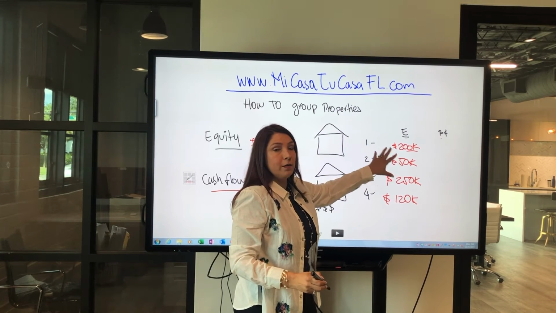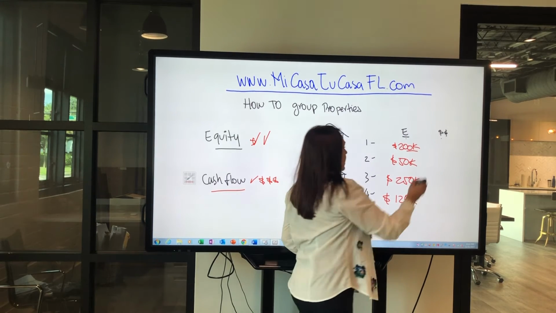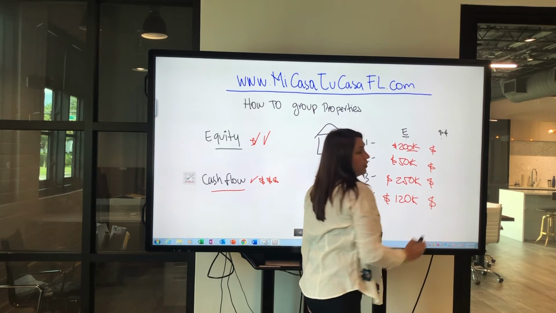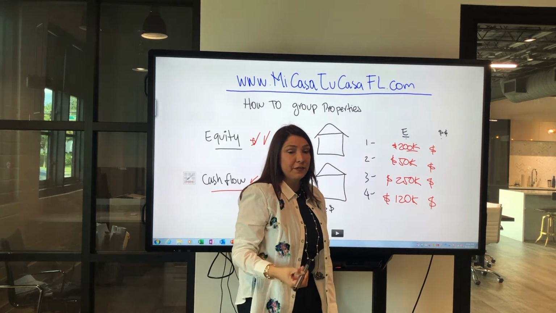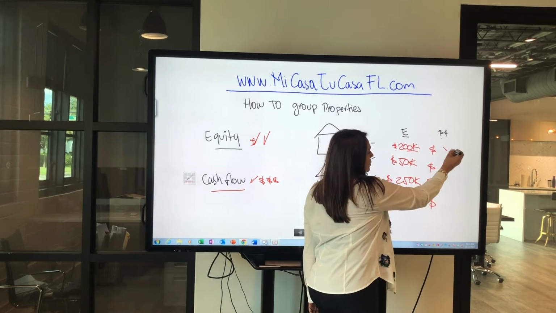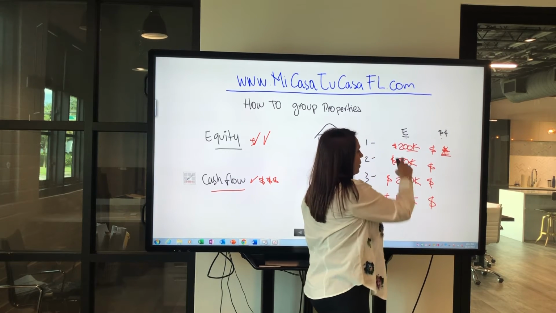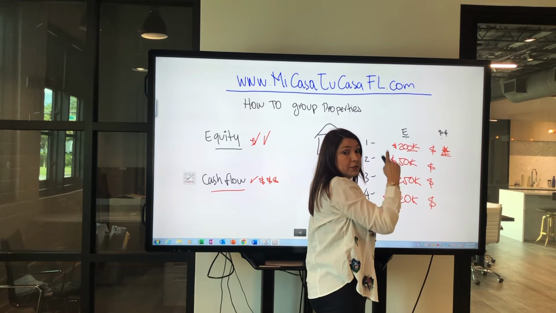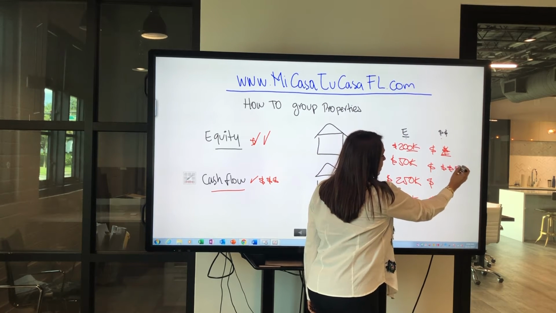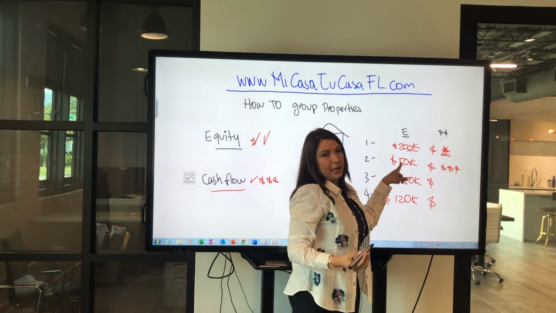Now let's talk about how much cash flow you're getting from each property. Remember, cash flow is the money that you are receiving after you spend all the money. So in this one, your cash flow is not that much, but you have a good equity here. That's the difference. In the second one, you're getting more money on this particular property, but your equity is not that much.